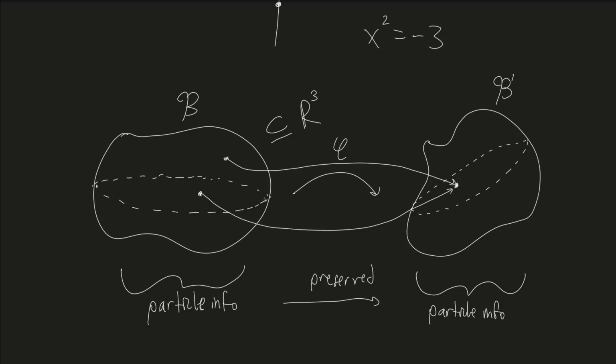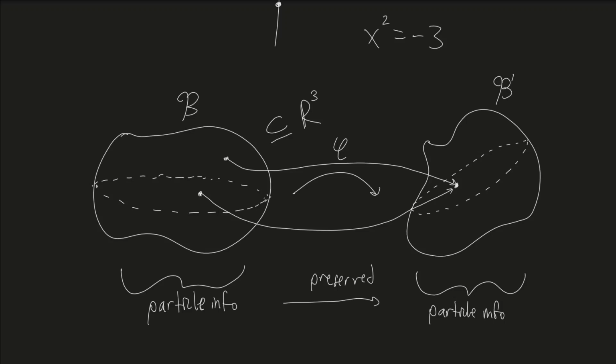Additionally, let me just finish off by saying that in this example, the deformation phi is not injective, and this creates the issue of destroying some particle information, because we had information about two particles, right? And suddenly it's just become one.